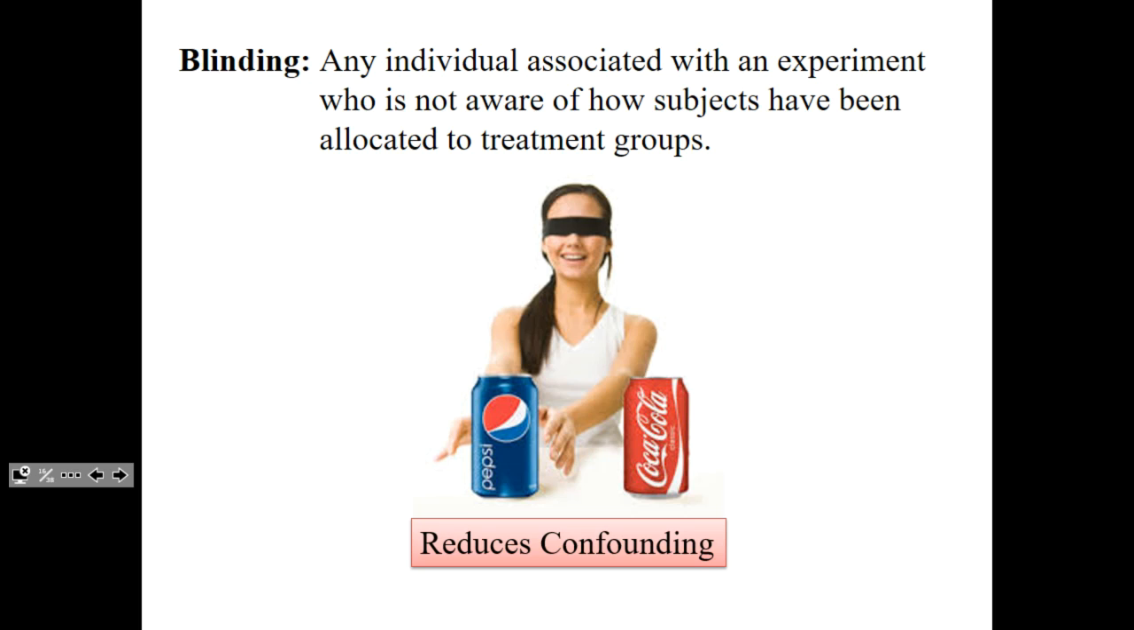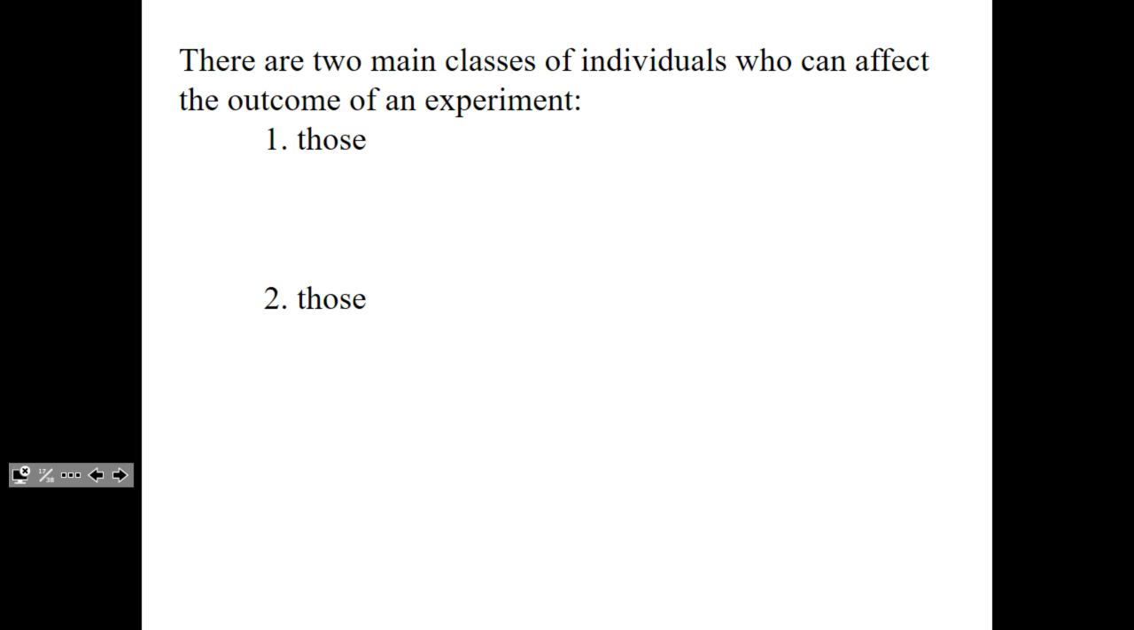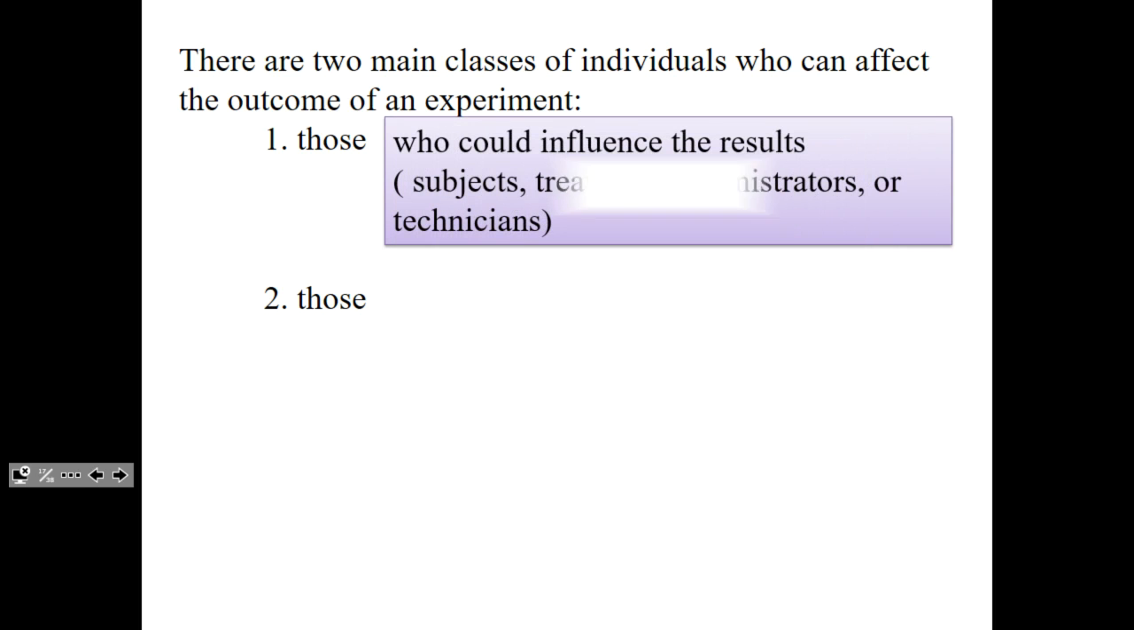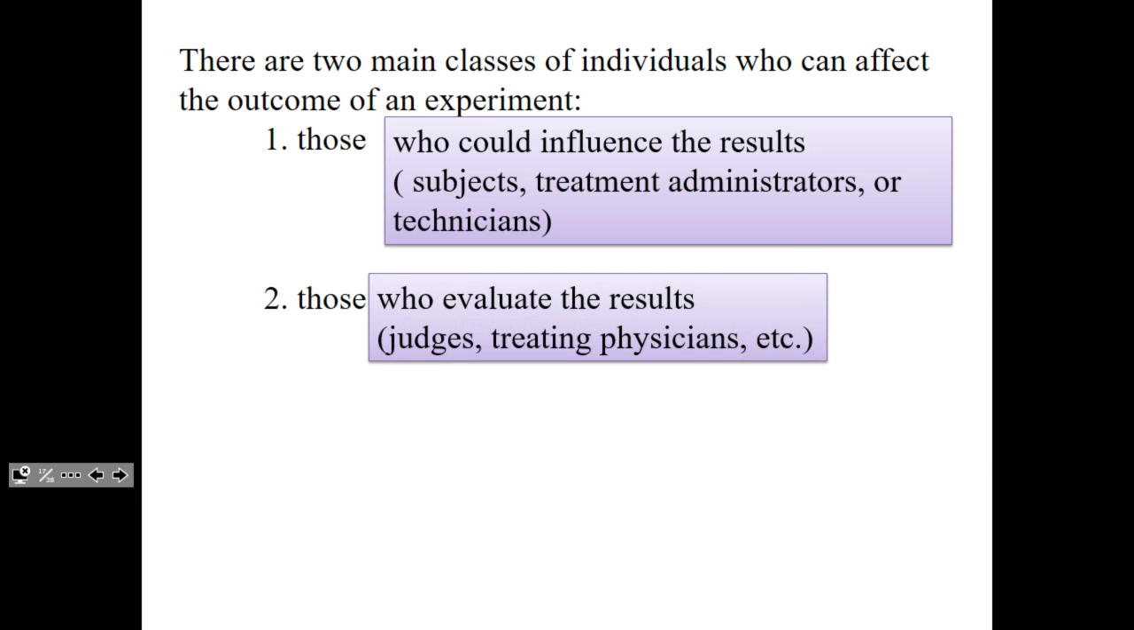Okay? Now, there's two classes of individuals who can affect the outcome of the experiment. First of all, those who actually influence the results directly, the subjects who are taking it, the treatment administrators, or technicians. Secondly, those who evaluate the results. If you're talking about a judge, the physician who's going to evaluate the results, all of these people could affect the outcome of an experiment.